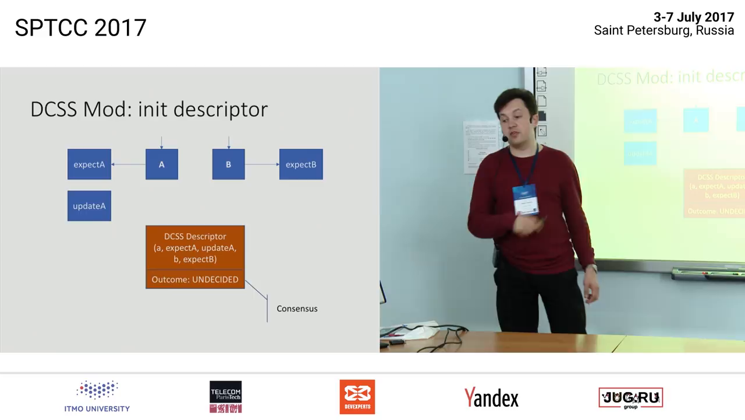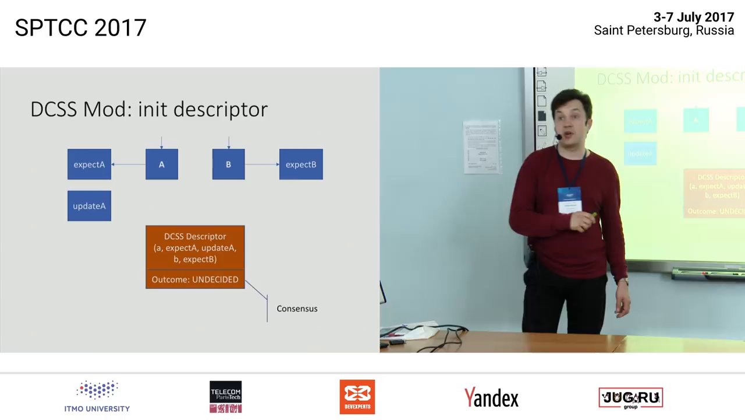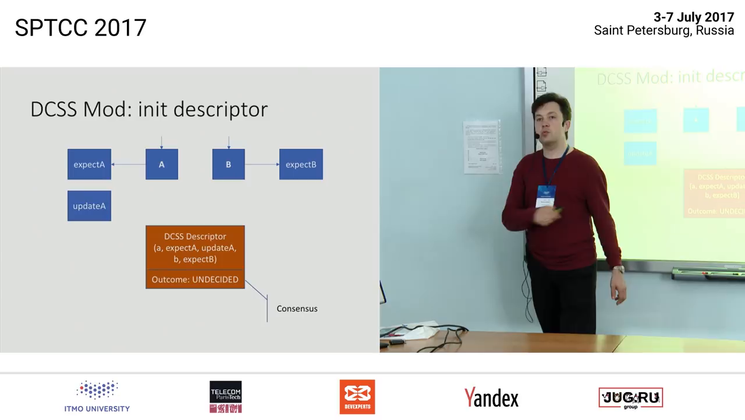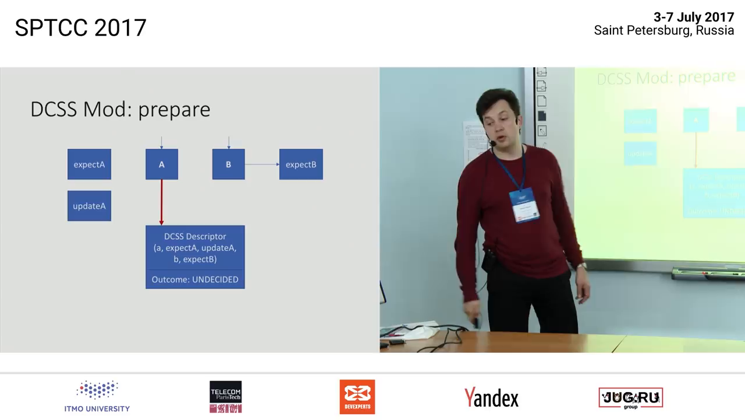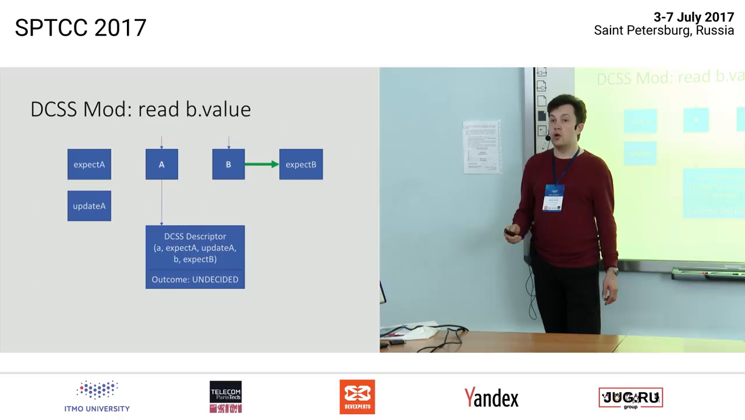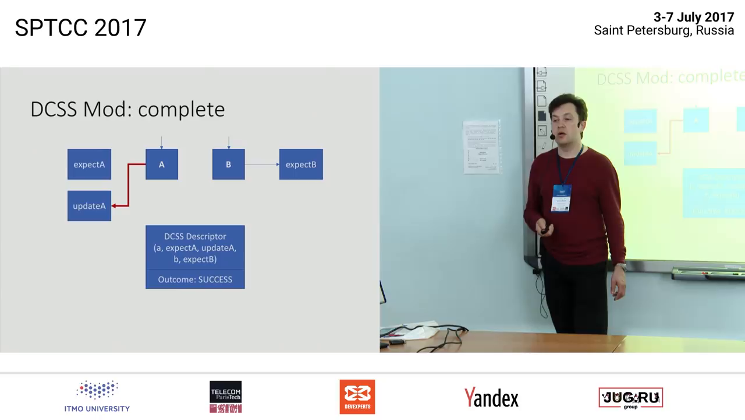Unlike the rest of the fields in the descriptor, which are final and never modified, this is an actual modifiable field, and it will be the field for consensus between threads. There can be multiple helping threads, and that's the consensus between those threads on whether we succeeded or failed. How is it going to work? It starts as usual. We install ourselves as the descriptor. Then we check if the expected value equals the actual value. After checking, we first reach consensus. So we CAS this outcome to success, or failure. And only after doing that, we complete the operation.